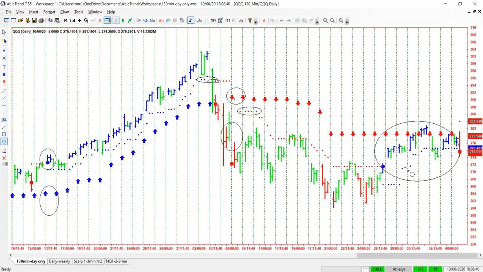Here's red and blue, meaning buy signal on the 130-minute chart, but the daily, it says, no, not yet, not ready. So when you have red and blue, it's so simple. Just do nothing. Stay away. Move on to something else. And this is why I brought this chart up.